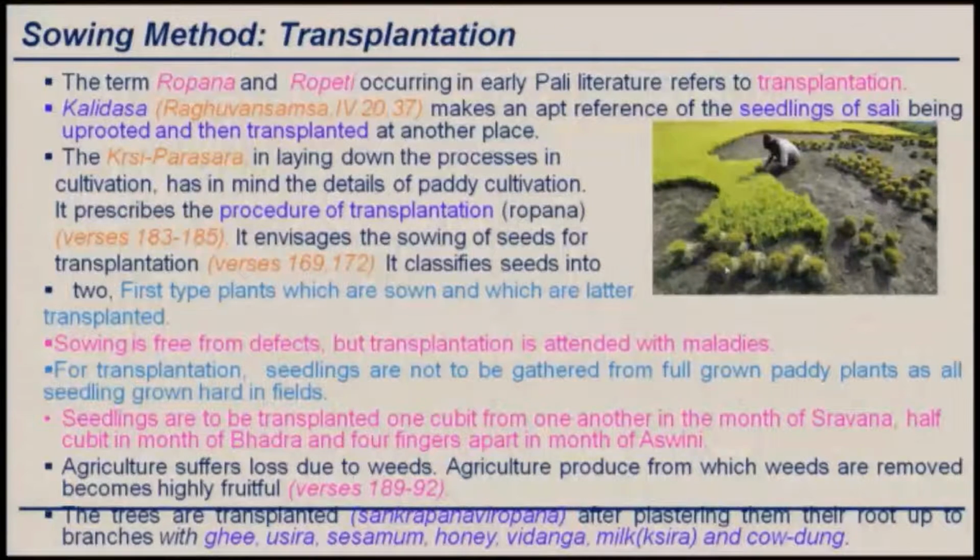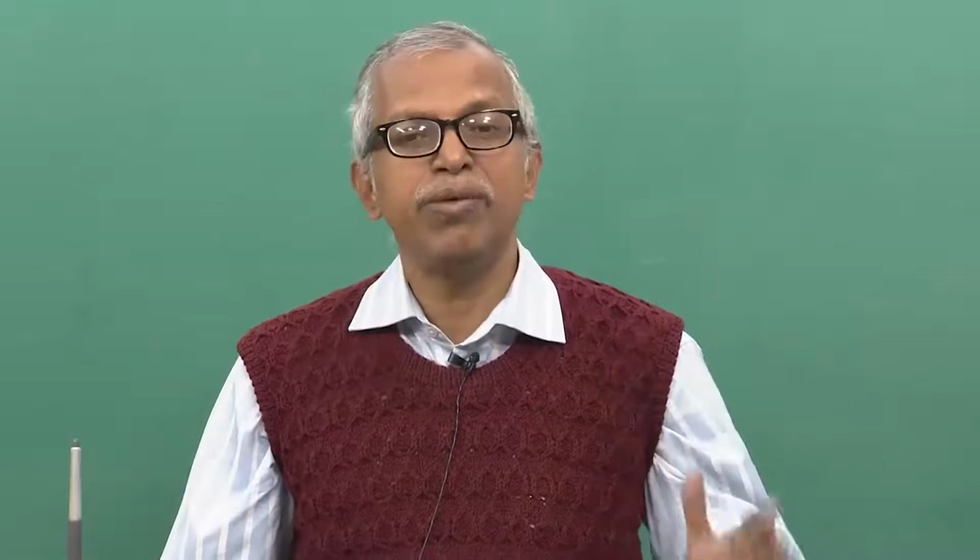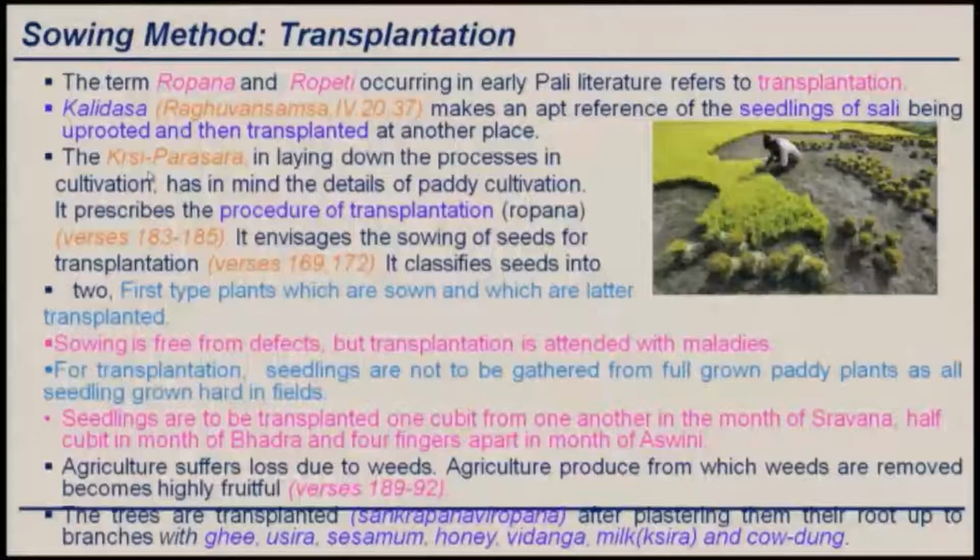Sali is basically a very good quality of rice, or you can call it dhan, which was famous at that time. Today also it is very much there and still sought after. And as I had mentioned earlier, the Krishi Parasar also emphasizes the process of cultivation, and has given details of paddy cultivation.